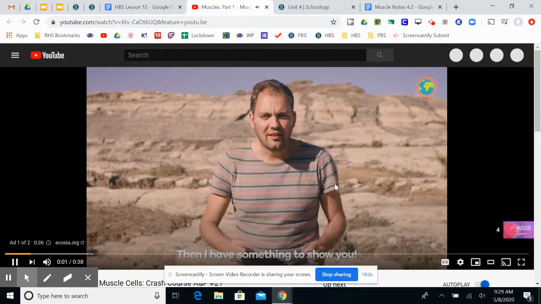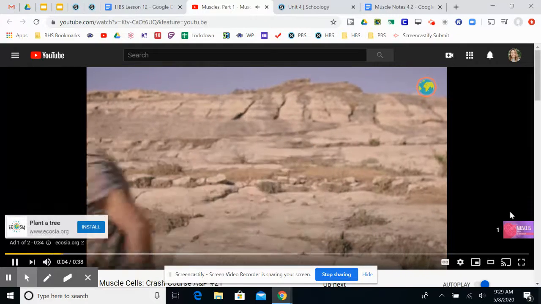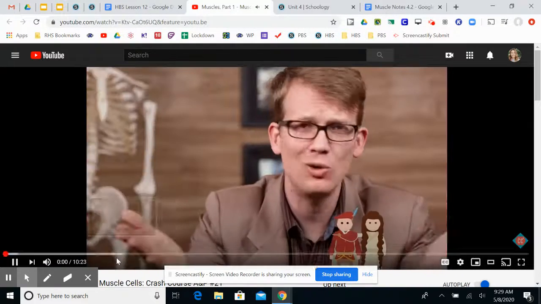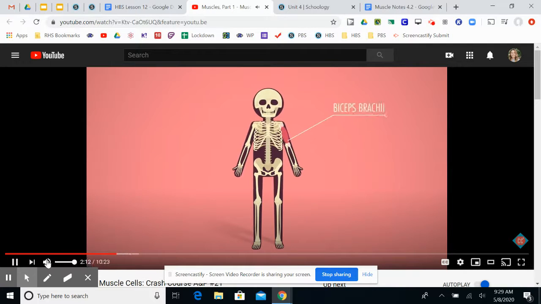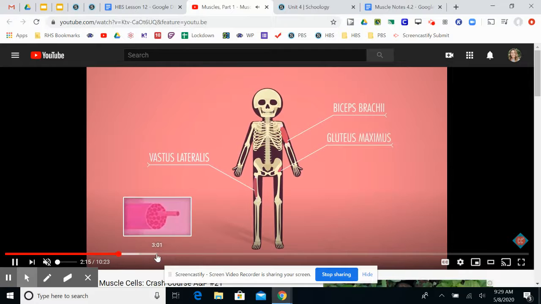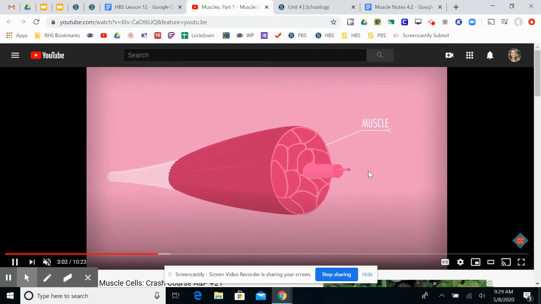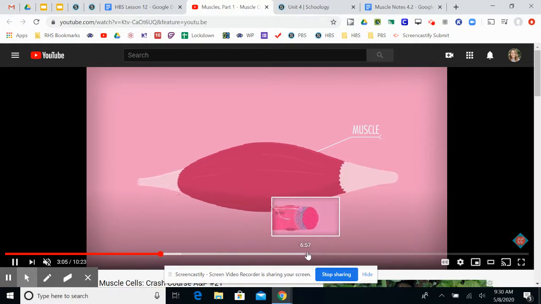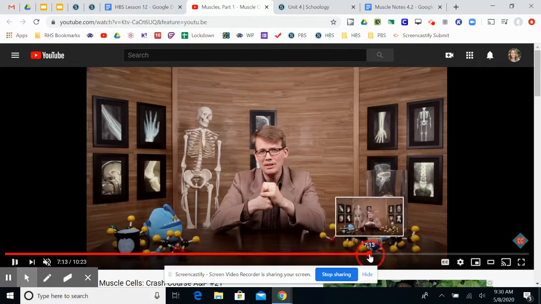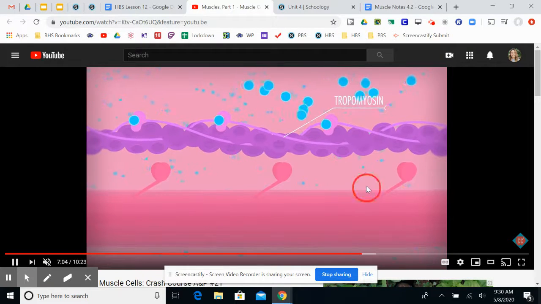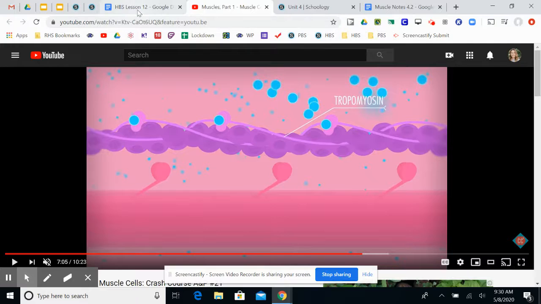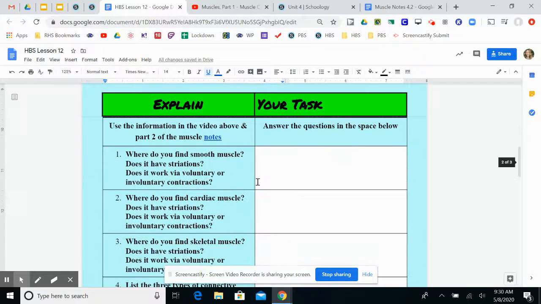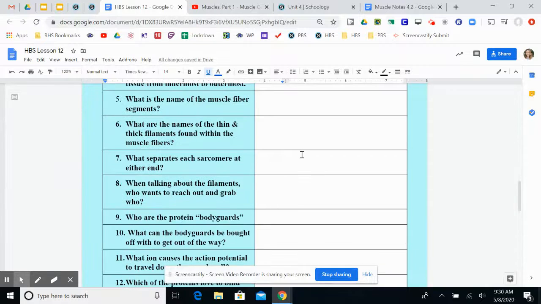So you can listen to Hank as he goes through and talks about the muscles. He does a good job. So he's going to go into a little bit of the structure that we talked about last time in lesson 11, and then he's going to go into what's actually happening during what we call the sliding filament model. So have this playing, have your lesson open, and follow along and answer the questions right here on the side.